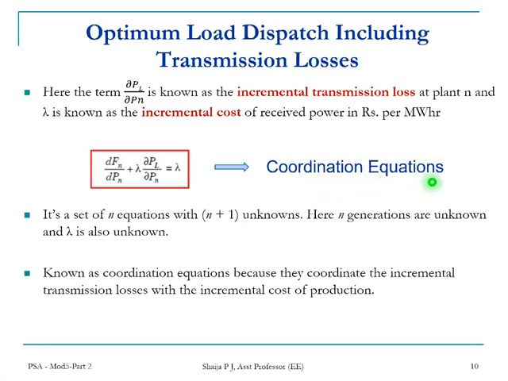It is a set of n equations with n plus 1 unknowns. Here n generations are unknown and lambda is also an unknown. That's why it is n plus 1 unknowns. This equation is known as the coordination equation because it coordinates the incremental transmission losses with the incremental cost of production. ∂PL/∂Pn is known as the incremental transmission loss. And lambda is known as the incremental cost of received power expressed in rupees per megawatt hour.